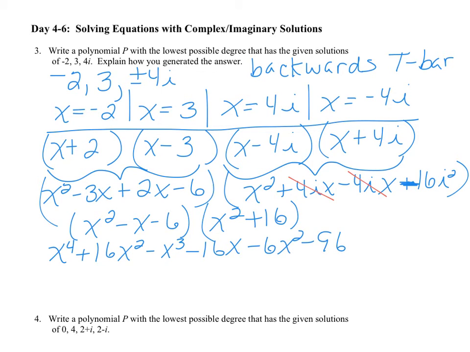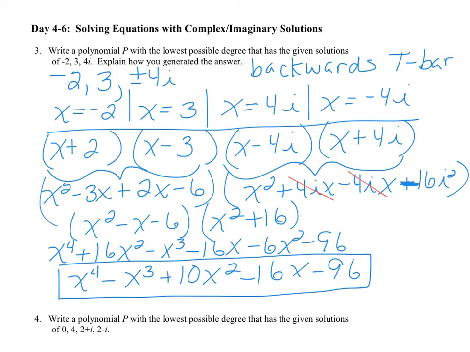I'm going to combine like terms and end up with x to the 4th, and I'm going to put it in standard form at the same time: minus x cubed plus 10x squared minus 16x minus 96.